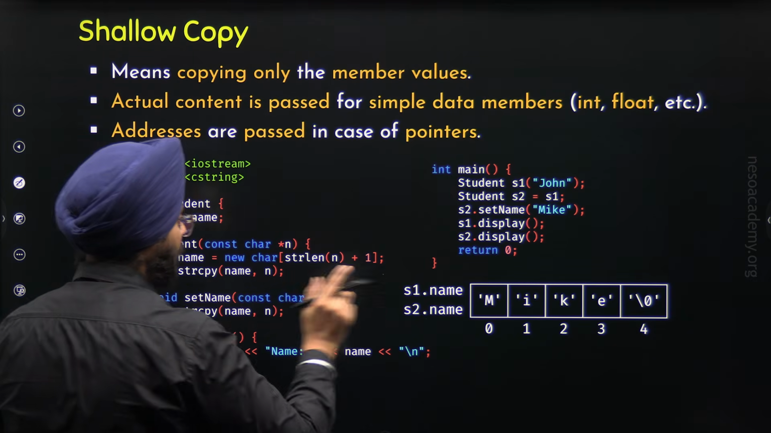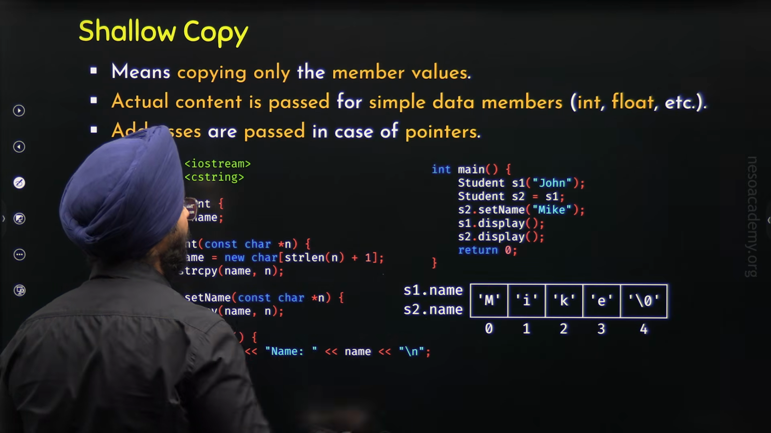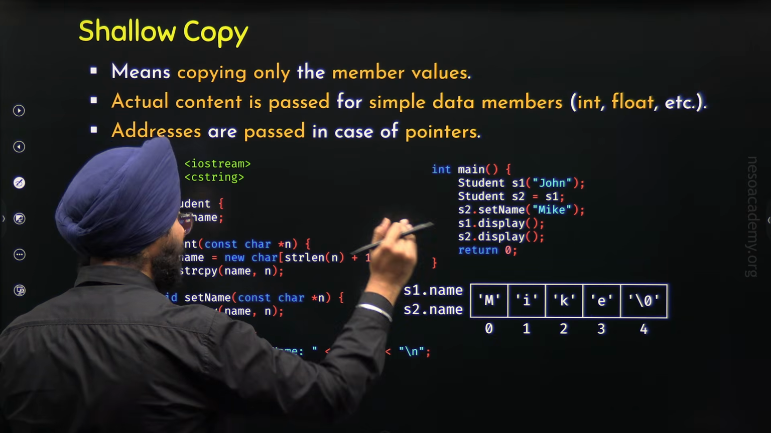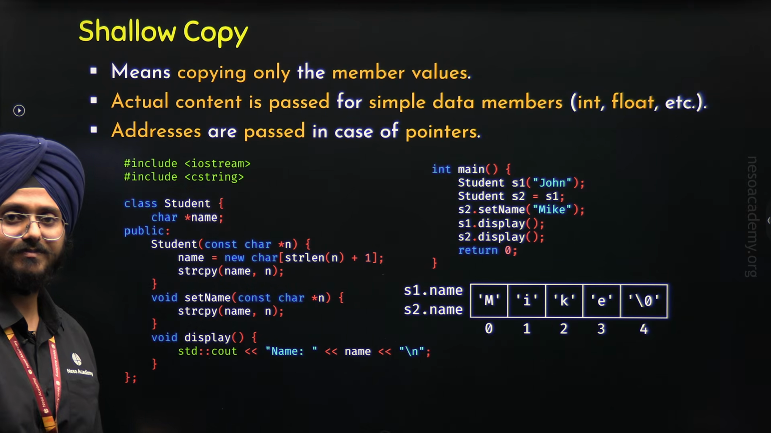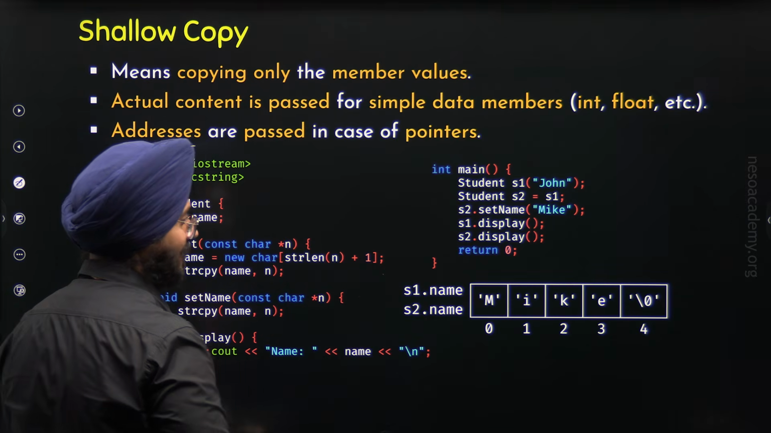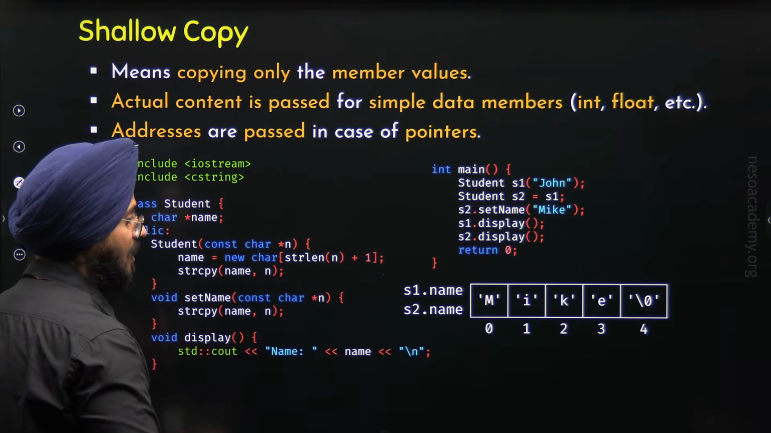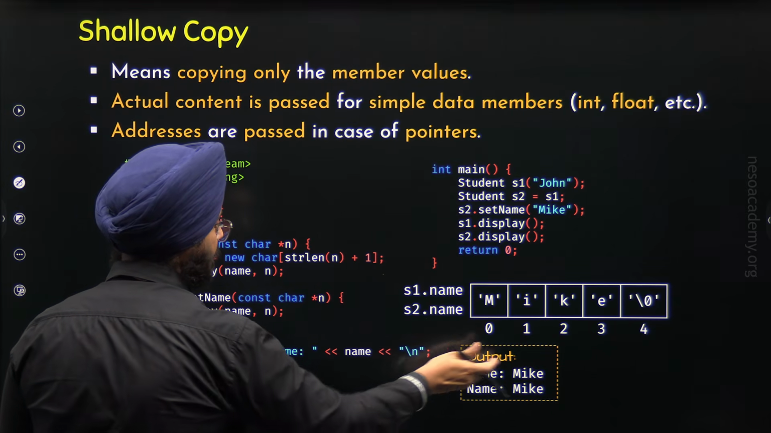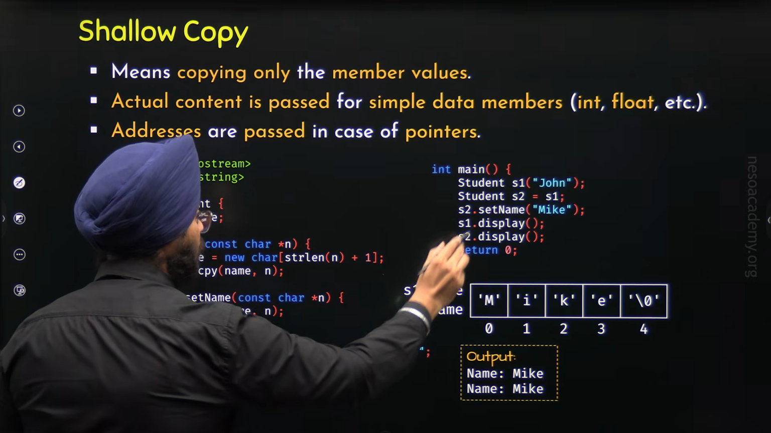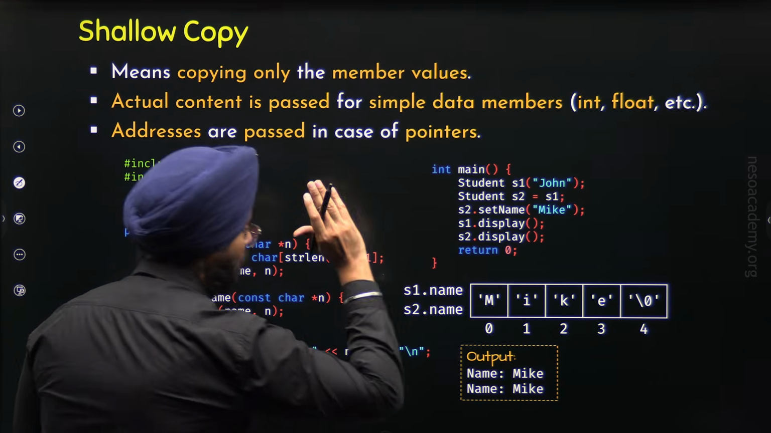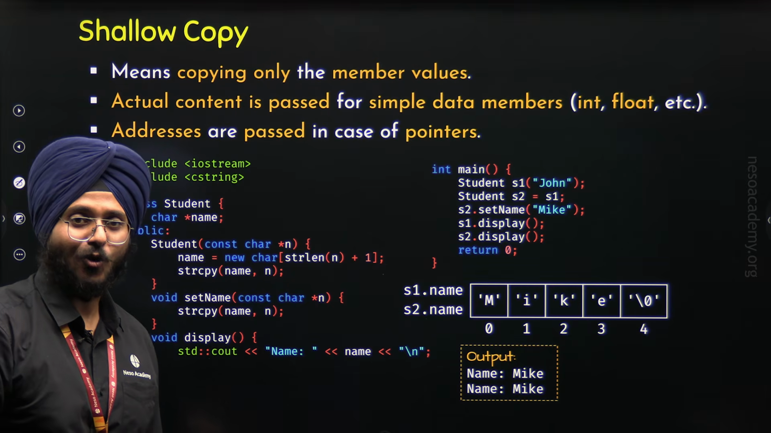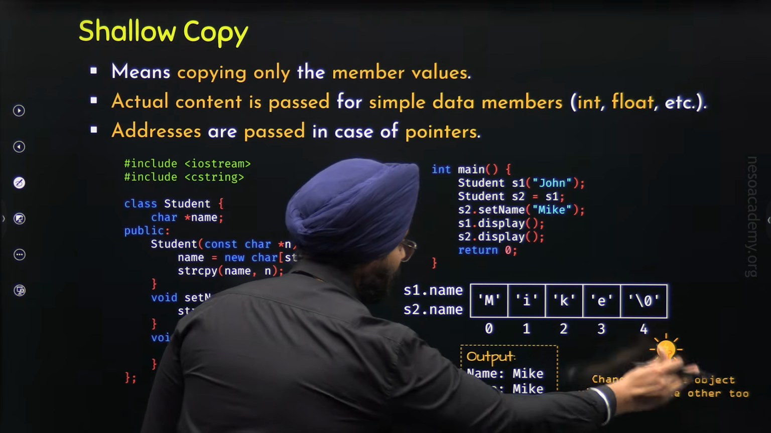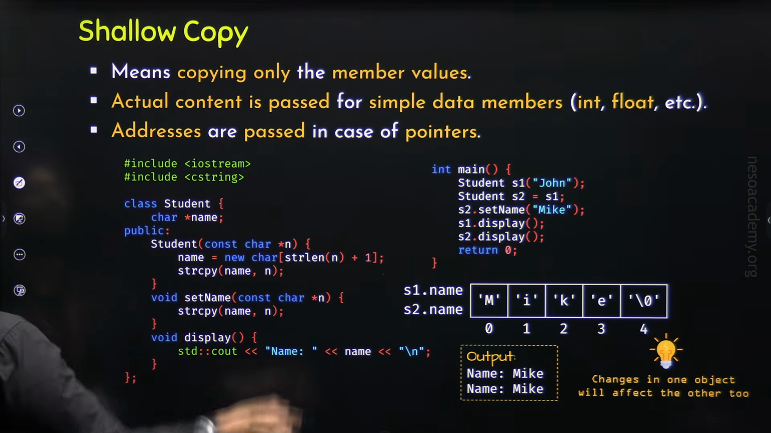Now we can also observe that the change made by S2 in this array is reflected in S1 as well. S1 can see this change, and therefore when we execute this program, we will get this output. S1.display will give us this output, name as Mike, and S2.display is also giving us this same output. So, it is clear that changes in one object will affect the other too. This is the first limitation of shallow copy.